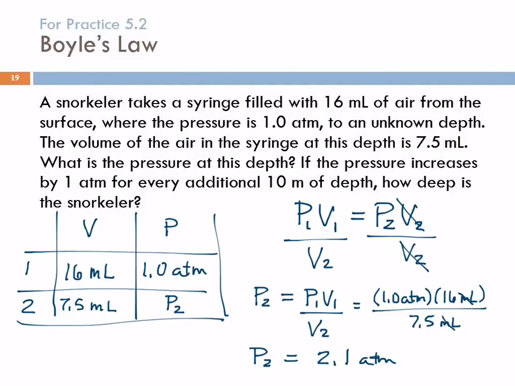The second question, if the pressure increases by 1 atmosphere for every additional 10 meters of depth, how deep is the snorkeler? Just over 10 meters, right? So he would be just over 10 meters.